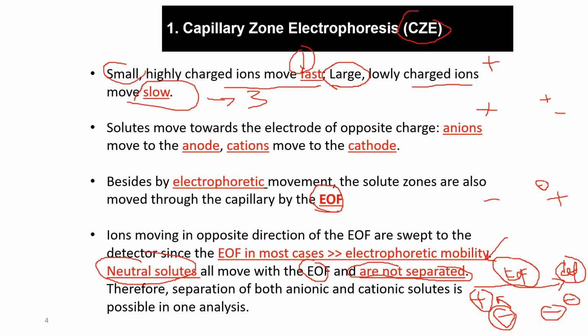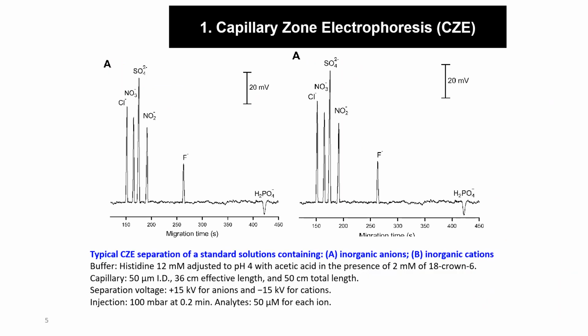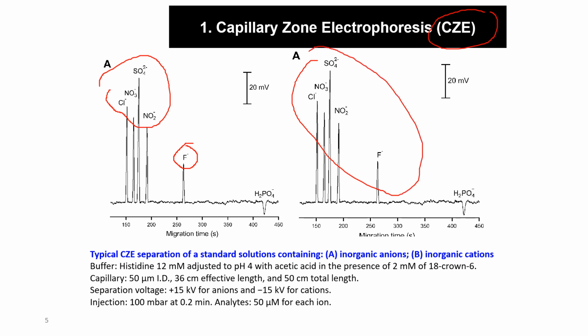What if you have neutral analytes? Later we will discuss MEKC. So this is an example of anionic separation in CZE. How do I know this is anionic? Because all those compounds are negatively charged. In this case, fluorine is the last one to migrate. Find out in your periodic table why fluorine is the last one. It must be something to do with the mass. So this is the buffer, phosphoric acid.